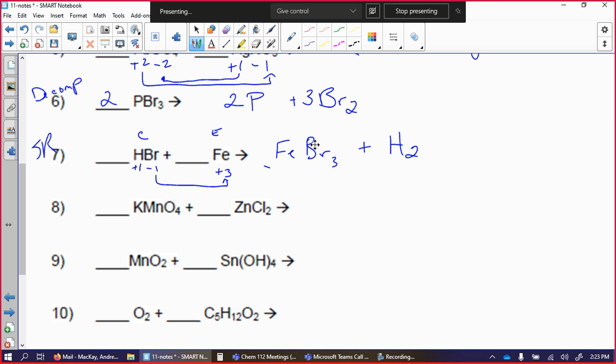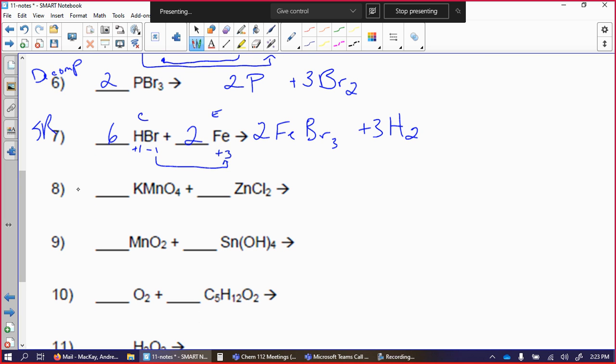3 bromines and 2 hydrogens means I'm going to want 6 of those, 2 of those, 3 of those, and 2 of those. If you have something that's a 2 and a 3, just intuitively, eventually you'll see that 6 is going to become somewhat handy.